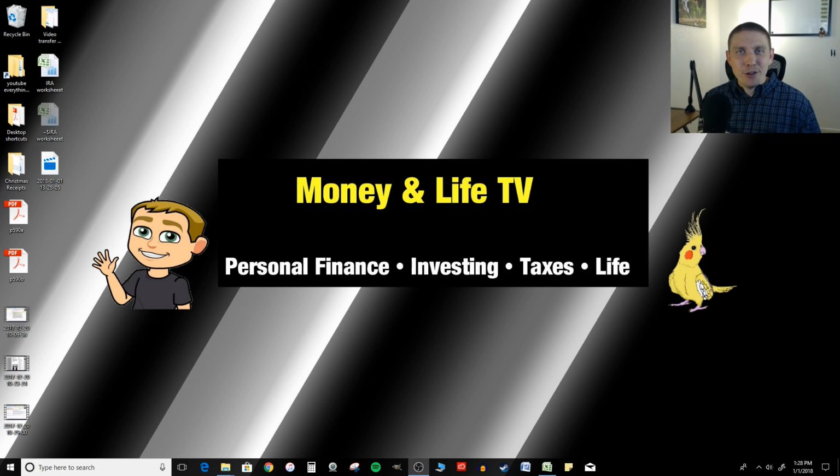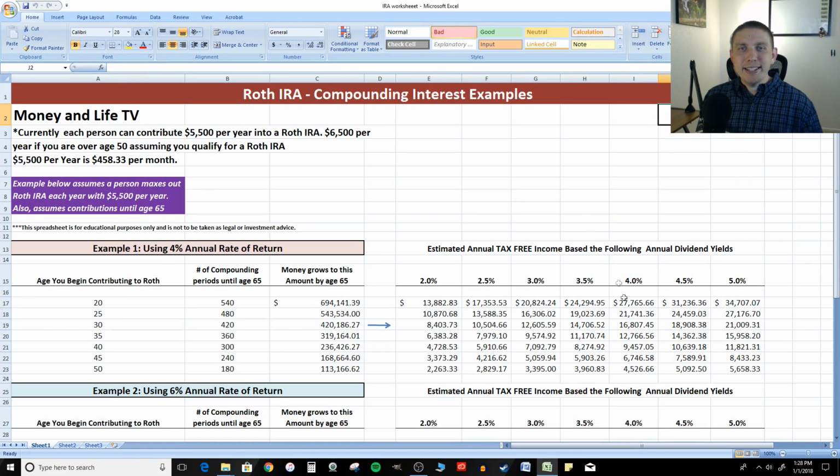All right, without further ado, let's look at the spreadsheet we have created, and you're going to see that it's going to break down not only different rates of return, so you're going to be able to see at what rate your money would grow, but also how that would impact your income from your Roth IRA later on in life.